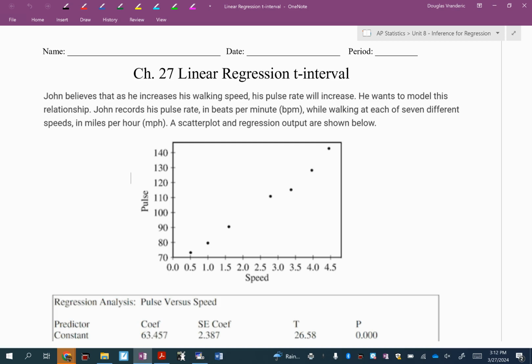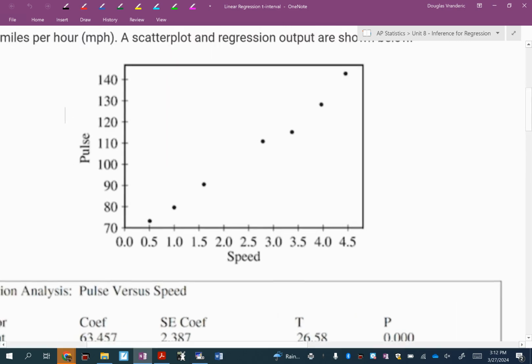All right. And we are given a scatter plot. When you're given a scatter plot, take a moment and make sure you know that this is the explanatory variable, or the x, and this one is the response, or y variable. You don't have to write this, but in my brain I'm thinking John thinks that his speed explains his pulse rate. That's what he did by setting up this scatter plot. John's speed explains his pulse rate.